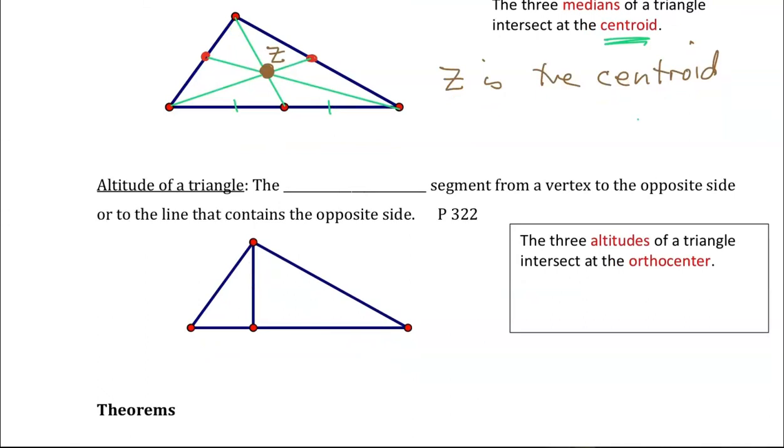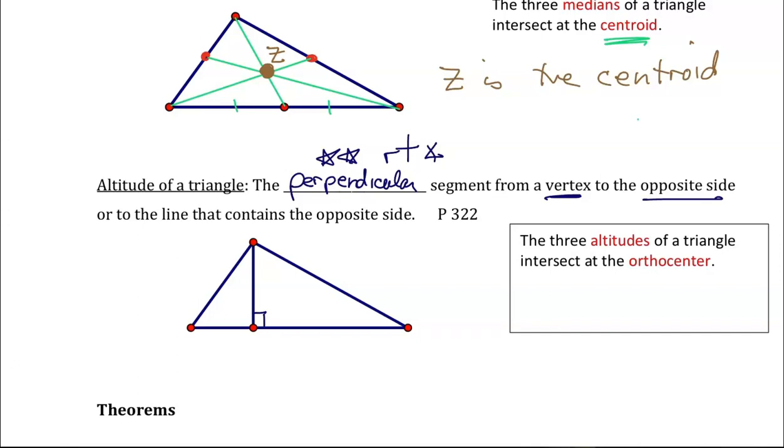Altitude. Again, you're starting from the vertex. The altitude of a triangle is the perpendicular segment from a vertex to the opposite side or to the line that contains the opposite side. The key thing here is perpendicular. So you have to be able to form a right angle. So there's a right angle. That's a right angle, so that's an altitude.